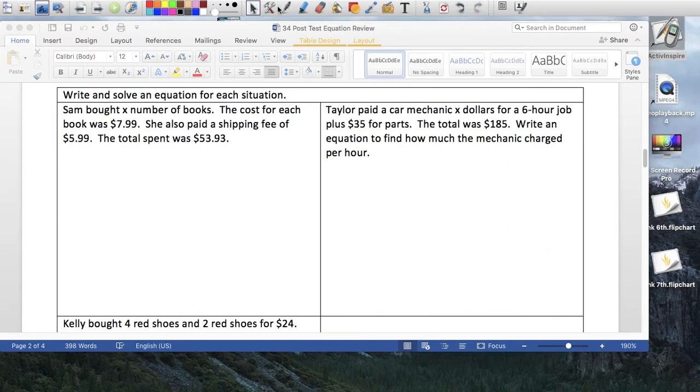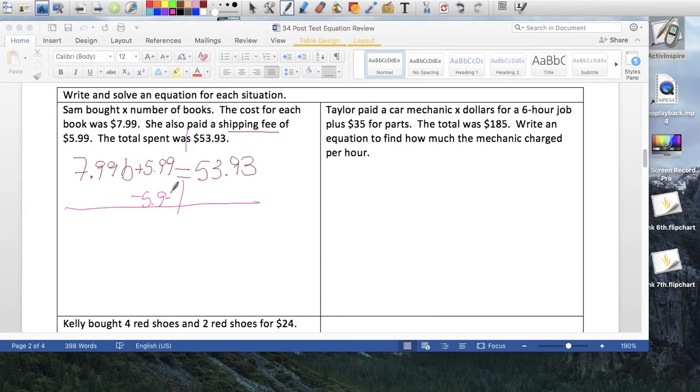Try and solve an equation for each situation. So this one, Sam bought a number of books. The cost for each book was $7.99. She also paid a shipping fee of $5.99. The total spent was $53.93. How many books did she buy? I don't know how many books she bought, but I know it's $7.99 per book, right? And she paid a shipping fee of $5.99 plus $5.99. Now I can solve this, right?